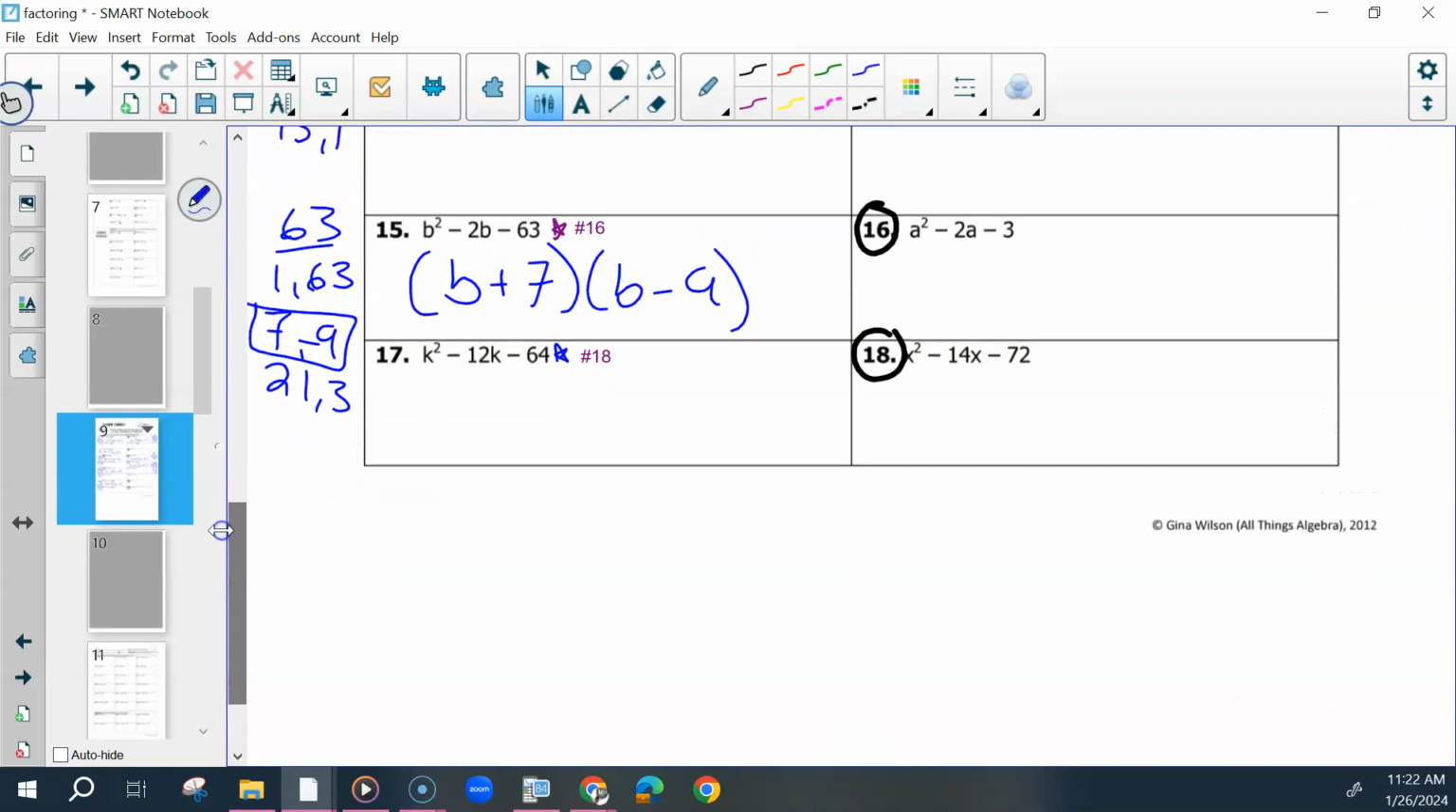Let's do another one. For number 16, what are your factors of 3? 1 and 3. Just 1 and 3. So if we were to make one of these negative, which one would give us negative 2 when we added or subtracted? Negative 3. So a plus 1, a minus 3.